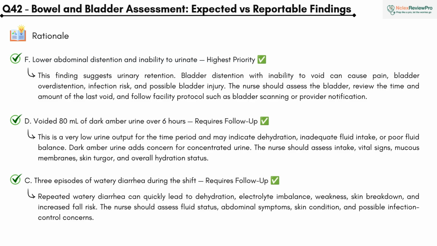Option C is the third priority. 3 episodes of watery diarrhea during the shift require follow-up because repeated diarrhea can quickly lead to dehydration, electrolyte imbalance, weakness, skin breakdown, and increased fall risk. The nurse should assess fluid status, abdominal symptoms, skin condition, and possible infection control concerns.